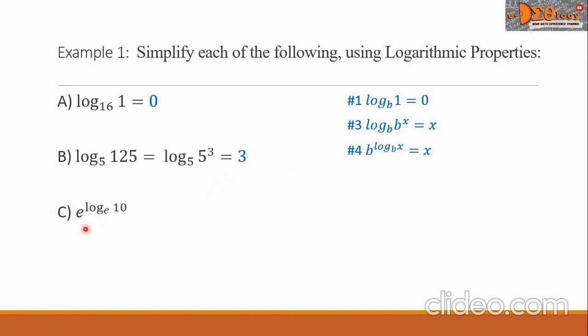For problem C, the e raised to log of 10 to base e, we're going to use property number 4. And the answer here is the value which is 10. So the answer here is 10. So these are now the final answers.